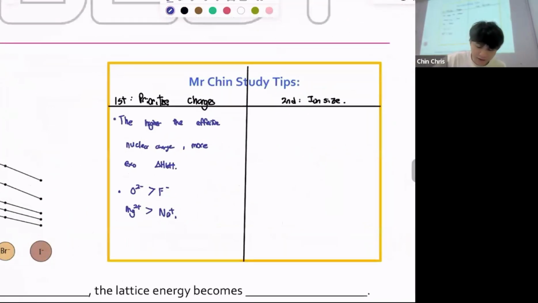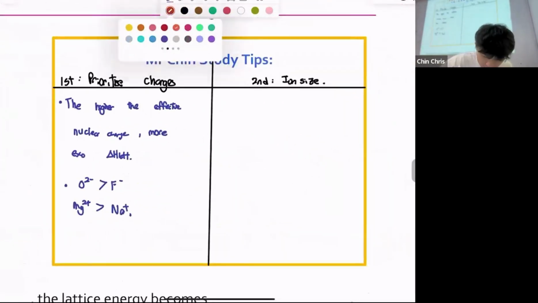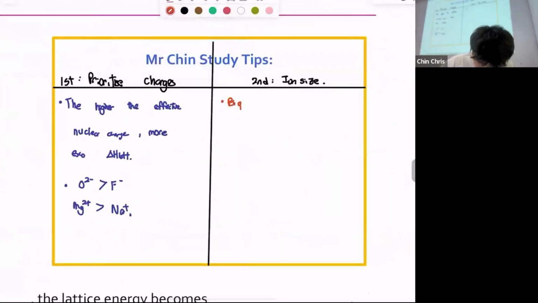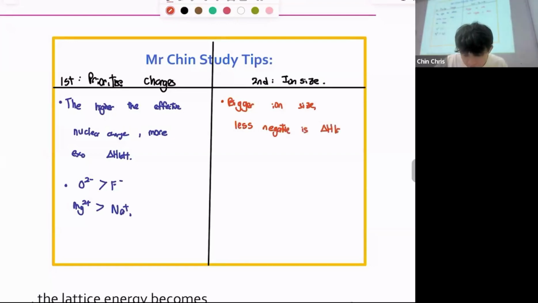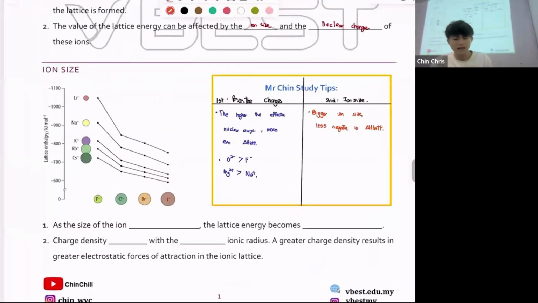All right, guys, second factor, ion size. The bigger the ion size, how? The more or the less negative? The less negative is your delta H lattice.